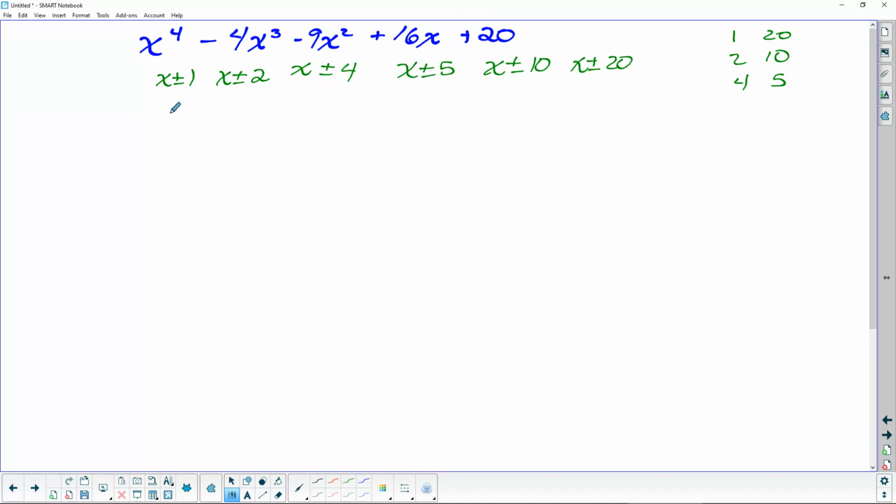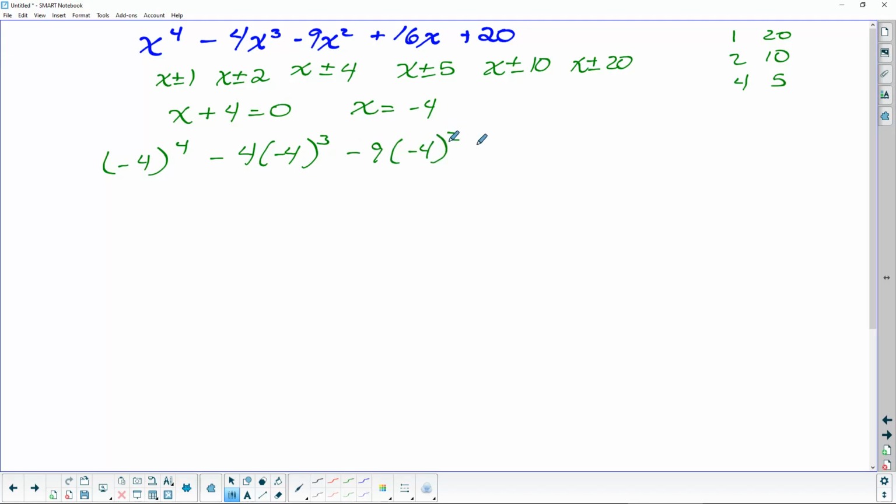X. Nancy says x plus or minus? Plus 4 equals 0. So this means x equals minus 4. Let's see if she gets it here. Okay, so minus 4 to the 4th, minus 4 to the negative 4 cubed, minus 9 times minus 4 squared. Ooh, let's see. Plus 16 times minus 4, plus 20. All right, let's see.